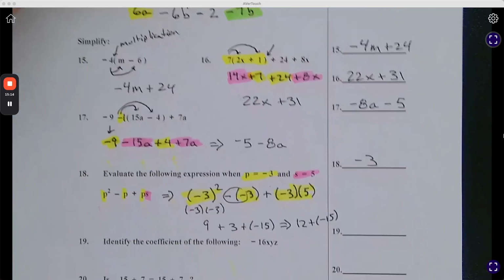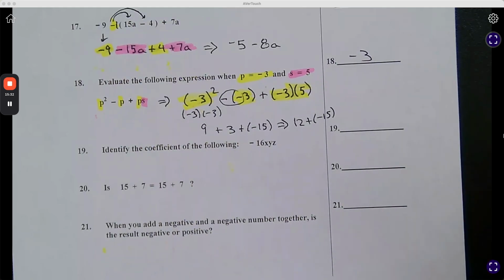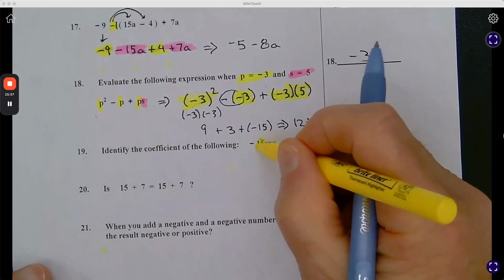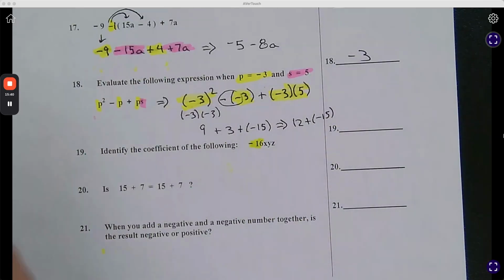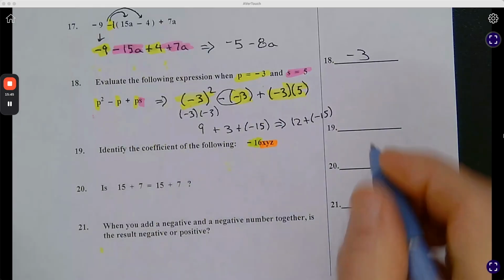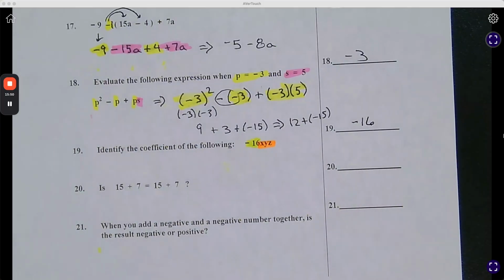The coefficient is the count. That's how many you have, right? If I have a bag of M&Ms and there's 64 M&Ms in a bag, then my coefficient is 64. If I have 3 water balloons, then my coefficient is 3. The category is water balloons. So here, my coefficient is the negative 16. That's how many I have. The category is X, Y, Z. Because notice they're all being multiplied together. But my coefficient, how many X, Y, Z's do I have? I have negative 16 of them.